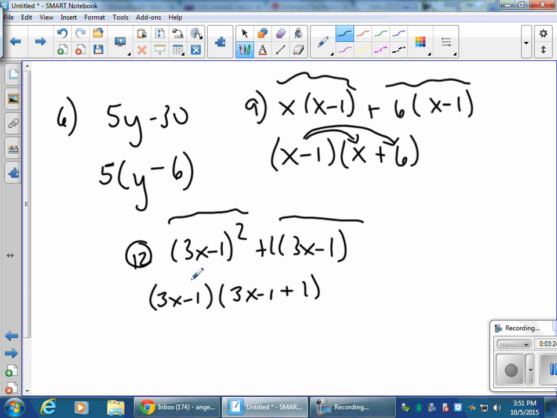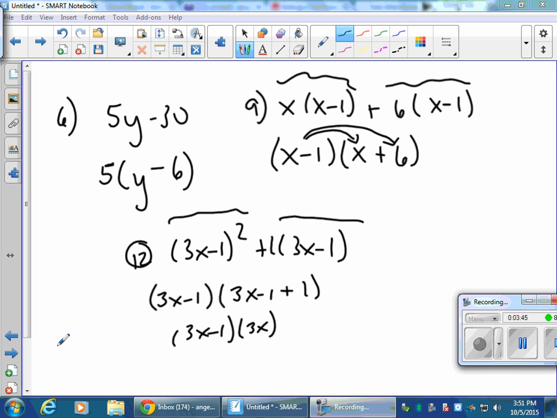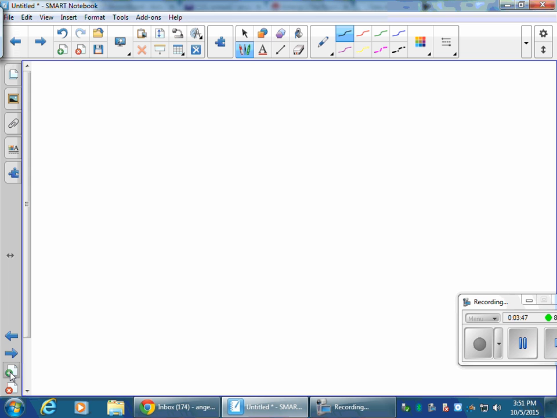Because if you think about it, this first one is 3x minus 1 times 3x minus 1, and the second term is 3x minus 1 times 1. Now this can simplify. The first factor is 3x minus 1, but if I take this as 3x minus 1 plus 1, that's just 3x, so it simplifies a little bit. Alright, now I told you could skip 15 and 18. So next I'm going to go to 21.